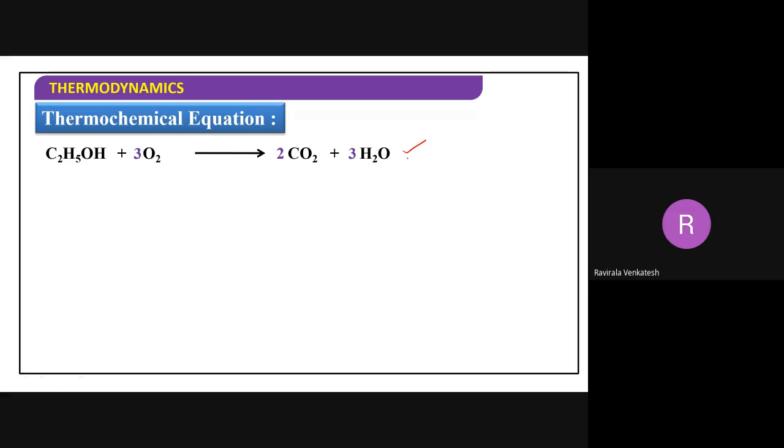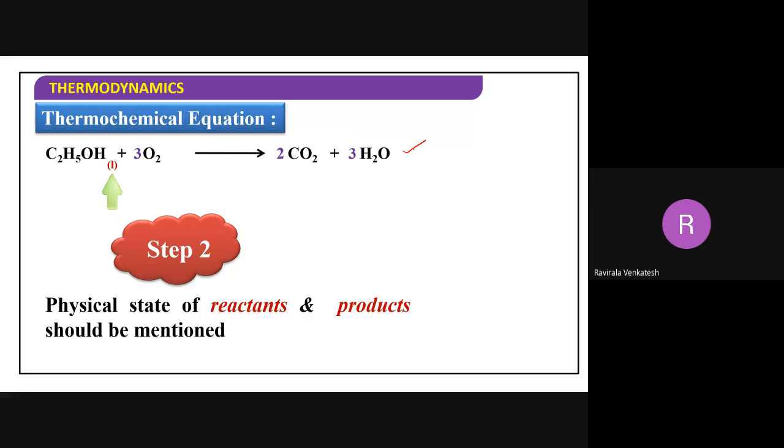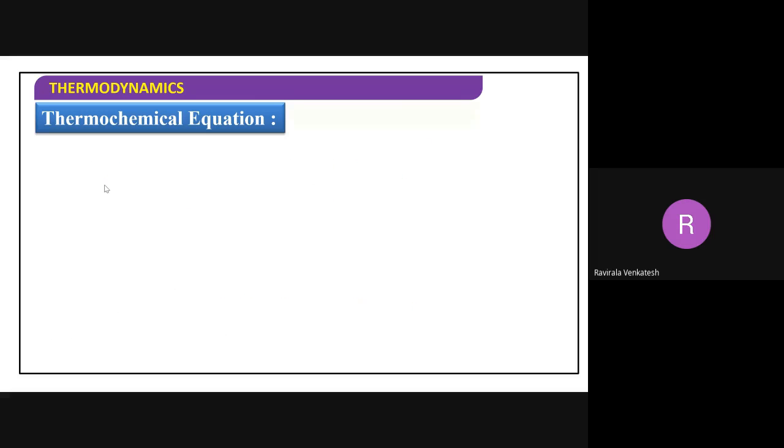Correct or not? After that, second step, what do we have to do? Physical state we have to represent. Alcohol, generally ethyl alcohol, is in the liquid state only, because you have seen spirit. Spirit is liquid state only, right? Oxygen is a gas molecule. Next, carbon dioxide, gas, you know that one. And water is liquid state. So step number 2 also completed.